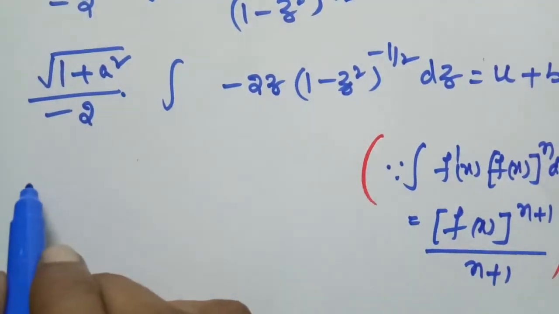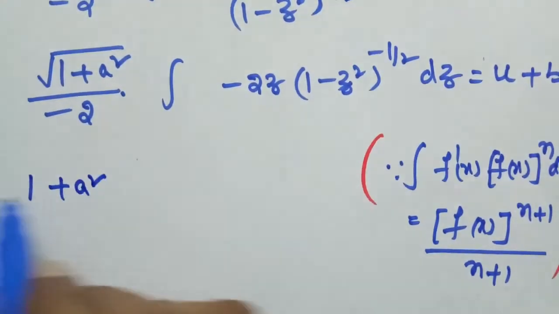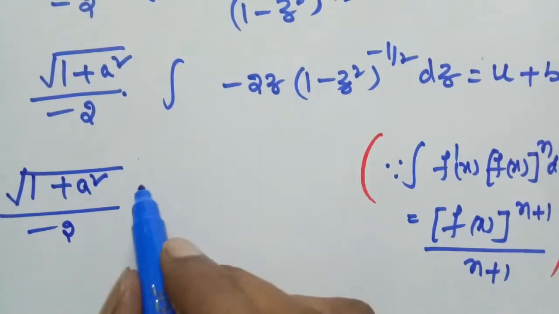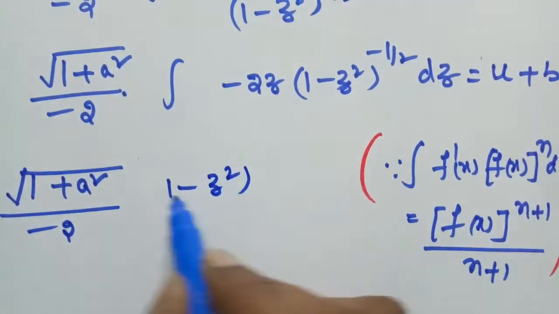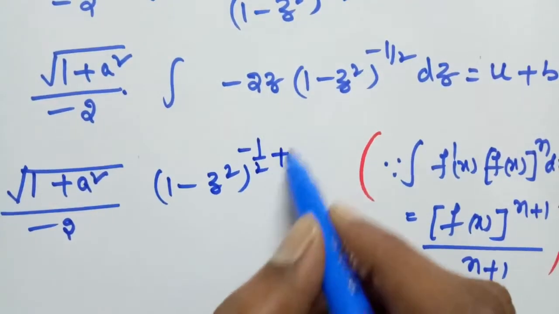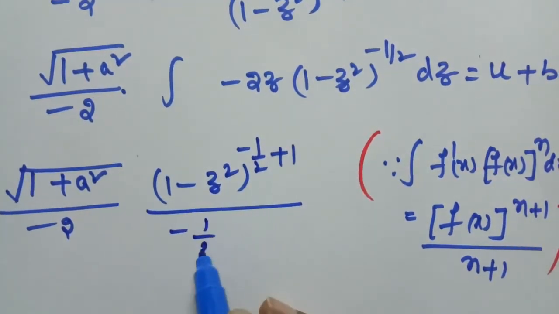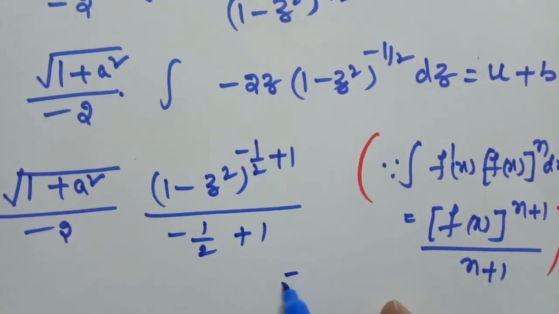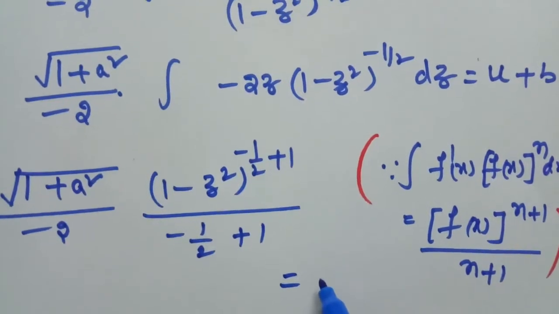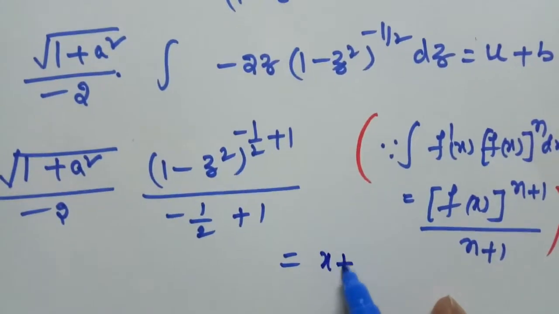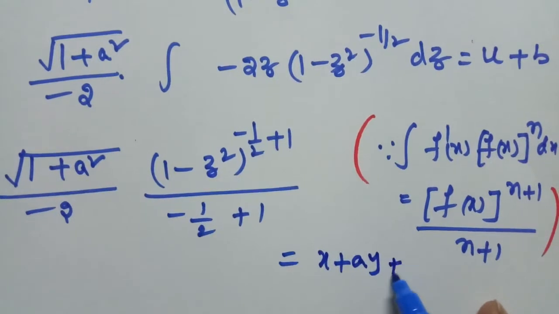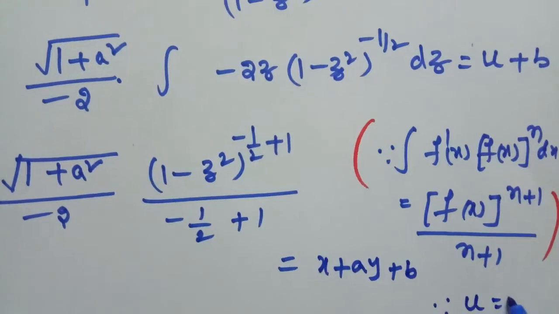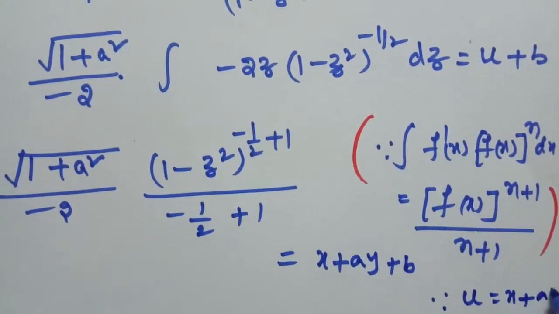Therefore, square root of 1 plus a square by minus 2 into 1 minus z square whole to the power of minus 1 by 2 plus 1 by minus 1 by 2 plus 1 is equal to u. U means x plus ay plus b, since u is equal to x plus ay.